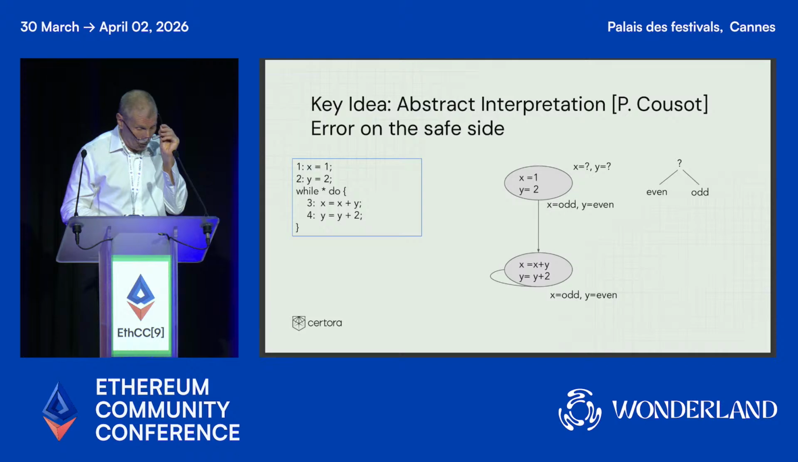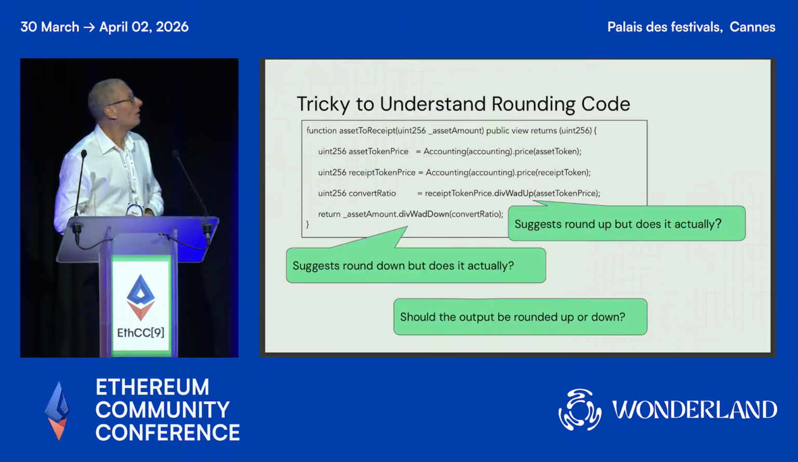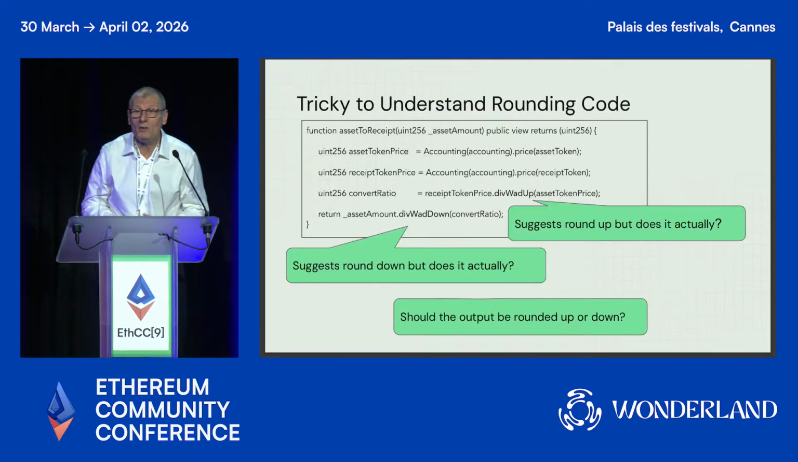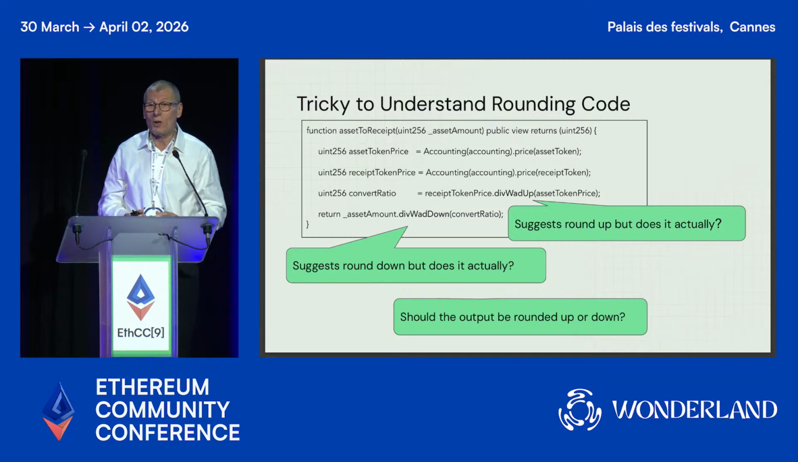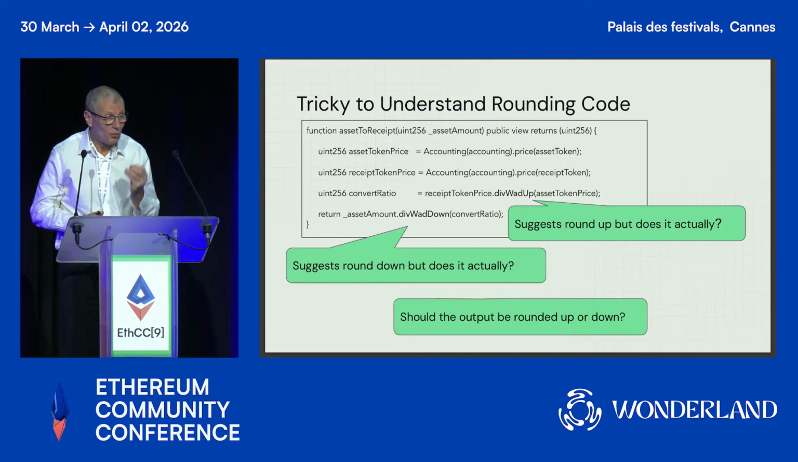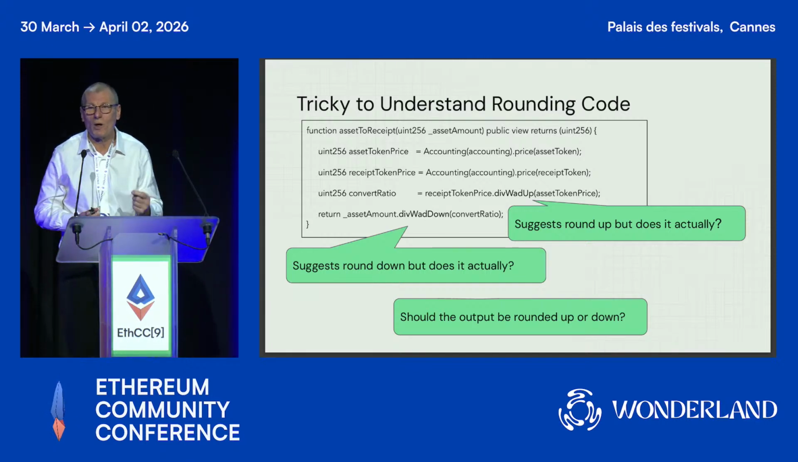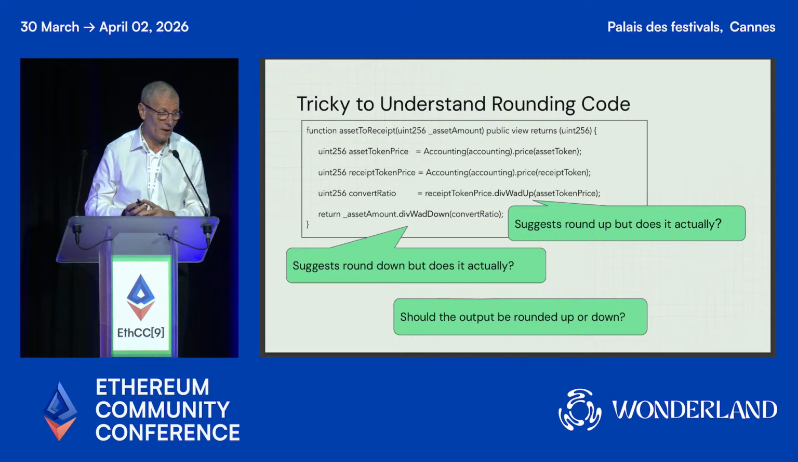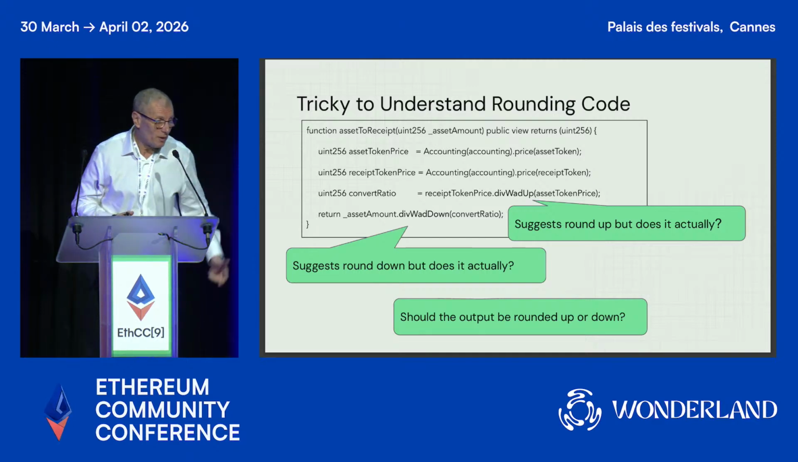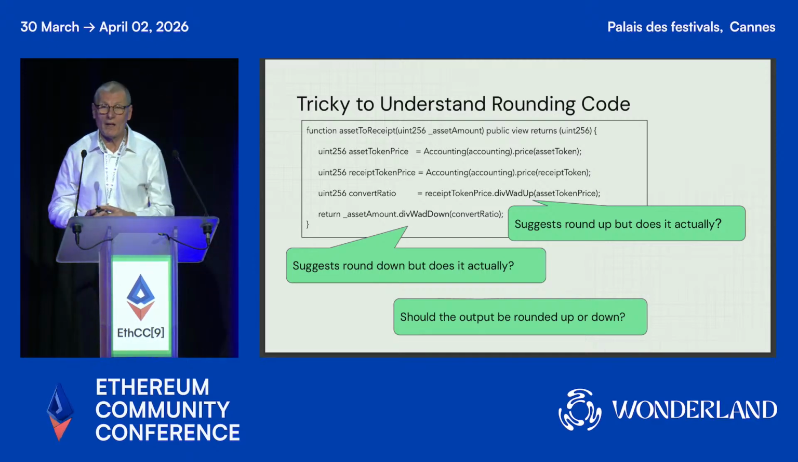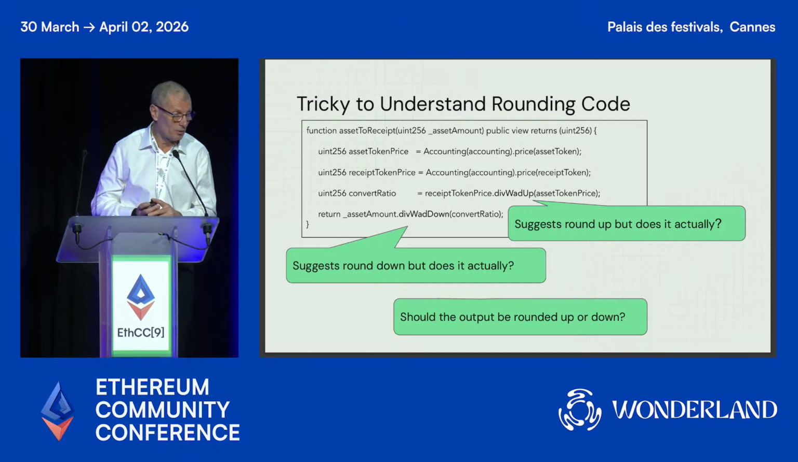Okay, so how is this related to rounding? Apparently, rounding is very much related to these kinds of things, because rounding errors also accumulate. This is really a code that we took from a client, and we ran this tool on the client's code.